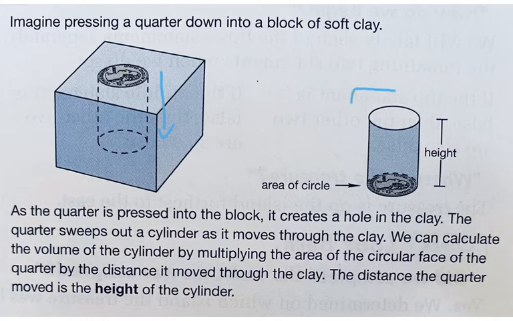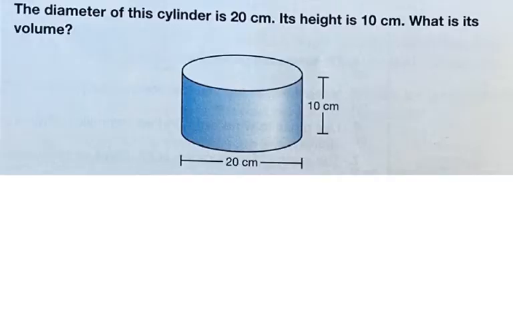Here we have the cylinder. By multiplying the area of the circular face of the quarter by the distance it moved through the clay, and that distance is the height. So the height times the area of the circle equals the volume. They give us an example to solve. The diameter of this cylinder is 20 centimeters. Its height is 10 centimeters.